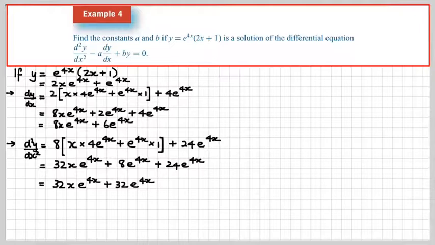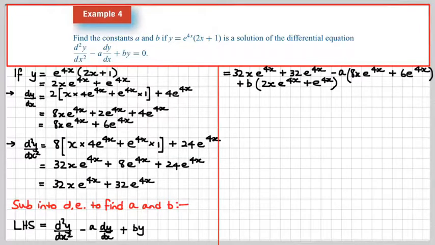A little bit different from the straight verify ones. Now, sub into the DE to find a and b. Now, left-hand side is equal to that thingy, isn't it? That's straight from up here. Now, substituting our values in, be very careful. Look, there's e to the x's everywhere here. It's like a forest of them.